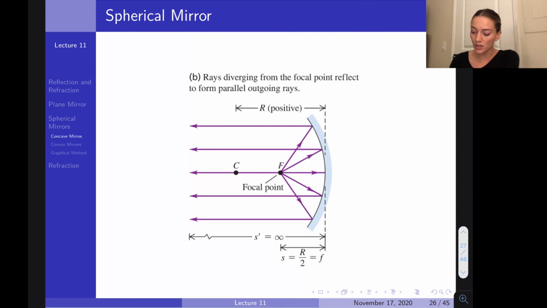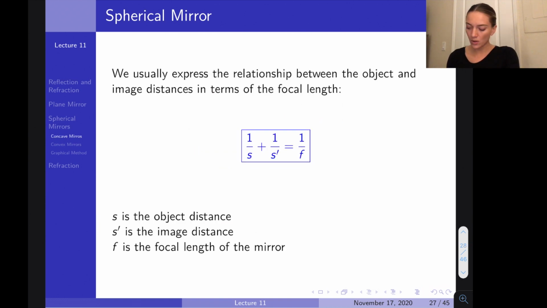Now the same is true in reverse. If we take an object and put it at the focal point, the rays from that object will go out, reflect off the mirror, and reflect completely parallel to each other. You can also define the focal length this way, where if you put an object at that point, the reflected rays will all be parallel. This again is for a concave mirror, so this is what an object at the focal point will look like. Since we know that the focal length is r over 2, we can rewrite our previous equation just by replacing r over 2 with the focal length.